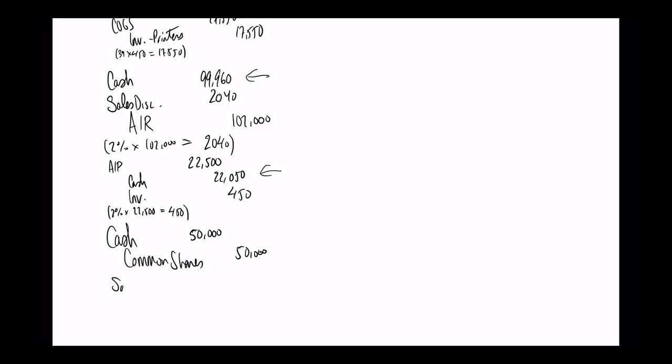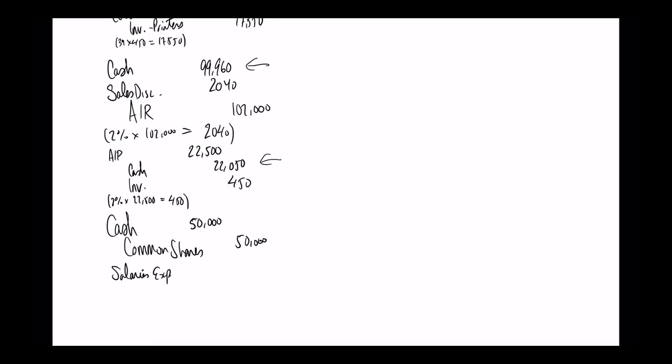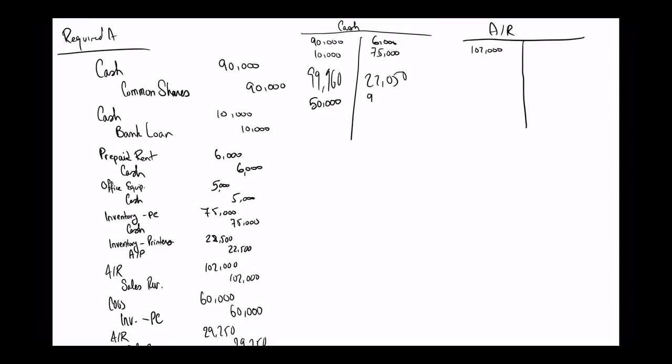So debit salaries expense. We know that some was paid, so we're going to credit cash, and some is to be paid. So salaries payable, $3,000 to be paid. $12,600 was earned. So the difference is $9,600, and that's how much we actually paid in cash.